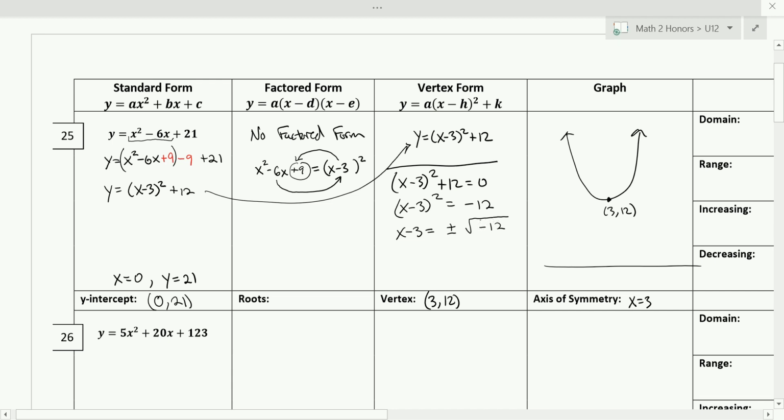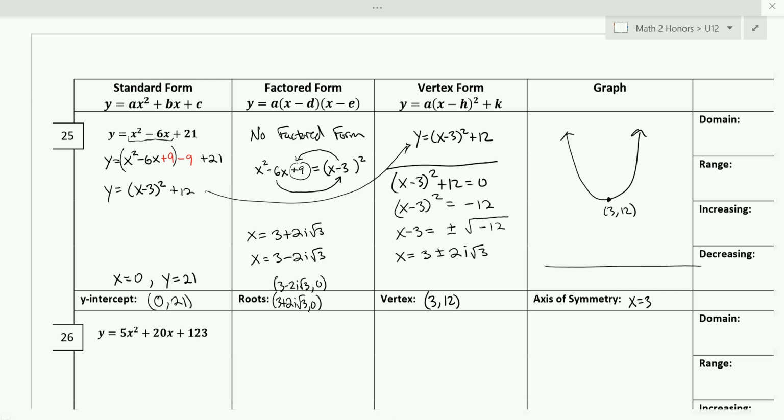And then we already talked about simplifying the square root of 12. And I'm going to add 3 to both sides. You get 2i root 3. Now that's your square root of negative 12. And so if we were to split this up, we get 2 values for x. One of them is 3 plus 2i root 3, and the other one is going to be 3 minus 2i root 3. And so our roots are going to be 3 plus 2i root 3, comma 0, and 3 minus 2i root 3, comma 0. So we can't use those for our graph because they're imaginary. We can use 0, 21, and we can use 3, 12.